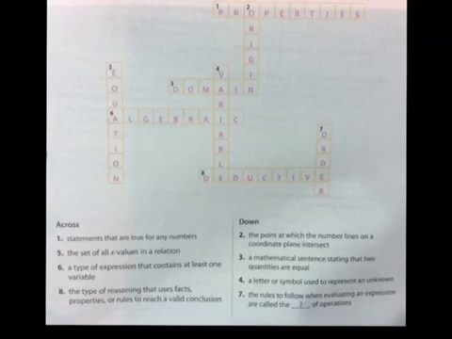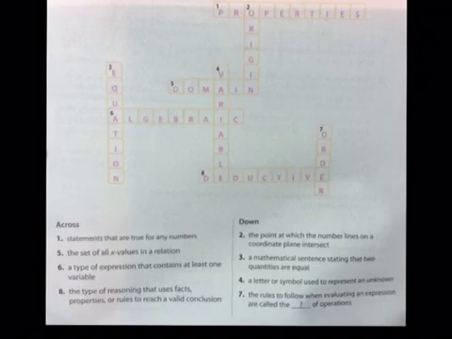And finally, I wanted to share with you the answers to the crossword puzzle that we have on page 21. Let's do a little review. Across, let's do 1, 5, 6, and 8. Statements that are true for any numbers: properties. The set of all x values in a relation: domain. A type of expression that contains at least one variable: algebraic. A variable is a letter.